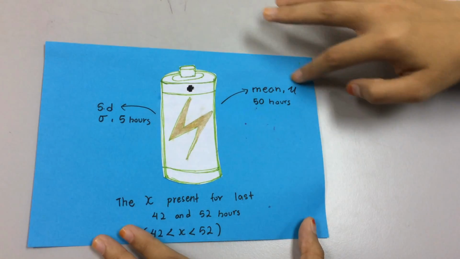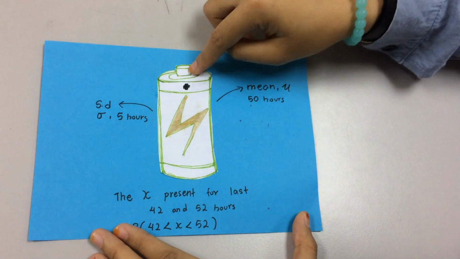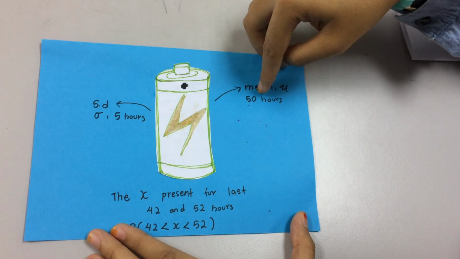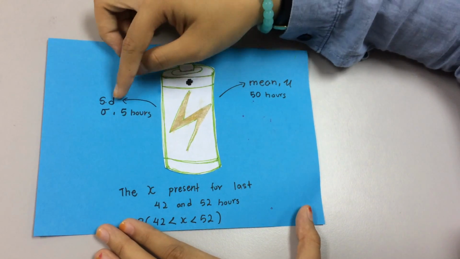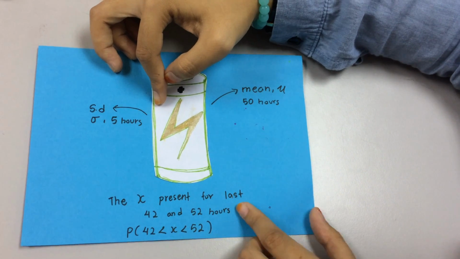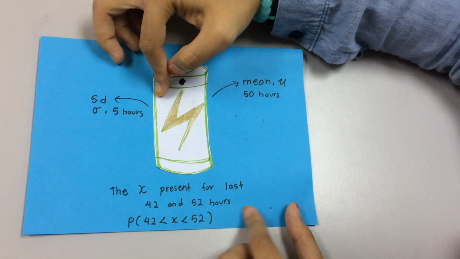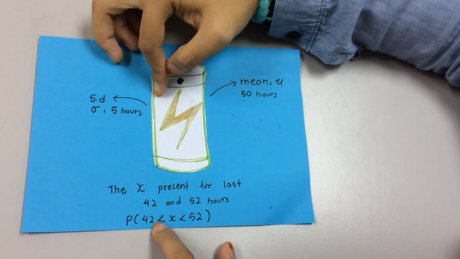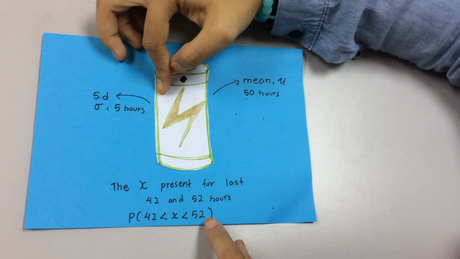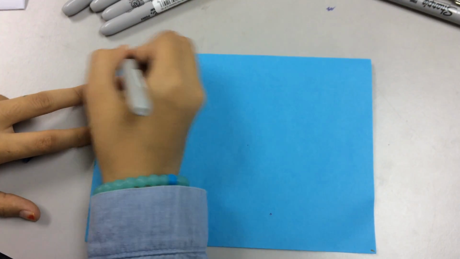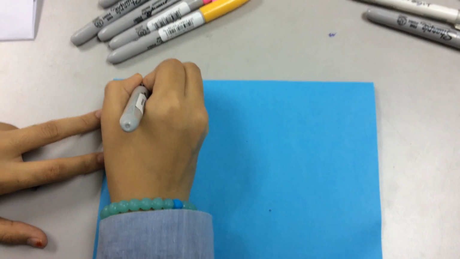This is a figure that shows the lifetime of the battery, where the mean mu is 50 hours and the standard deviation for this battery life is 5 hours. The X represents the lifetimes 42 and 52 hours. So we need to find the probability for 42 less than X less than 52. Let me go through the solution of this question.